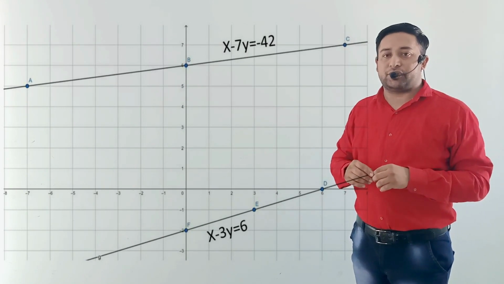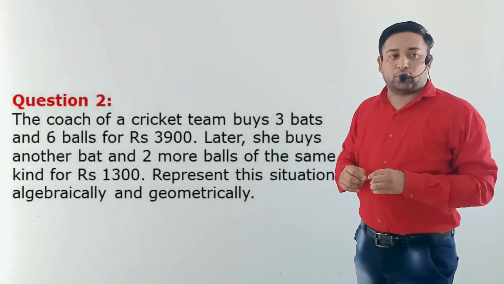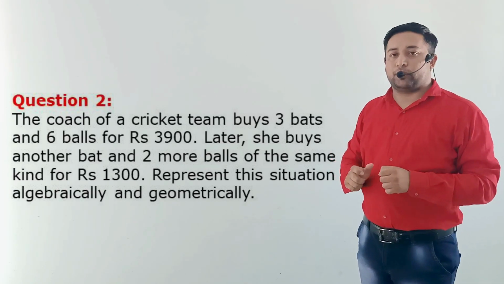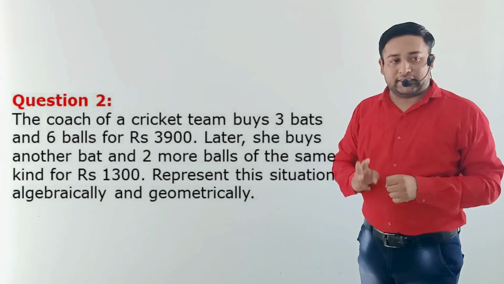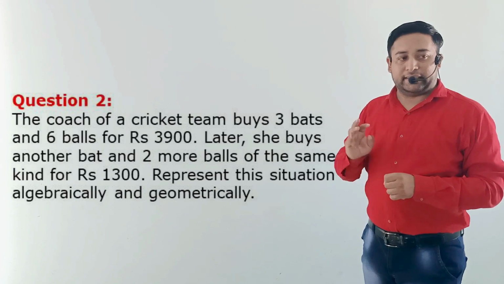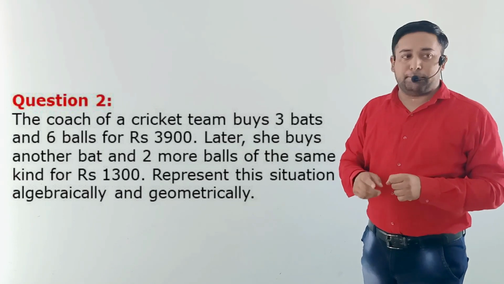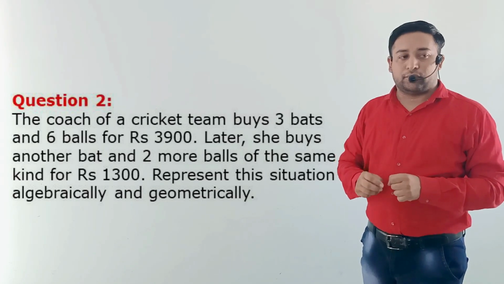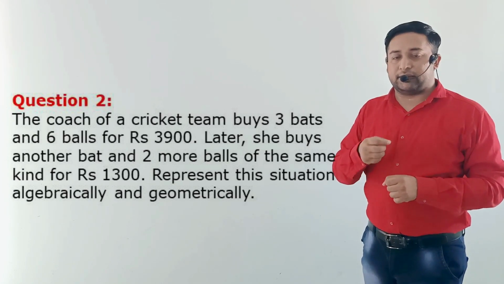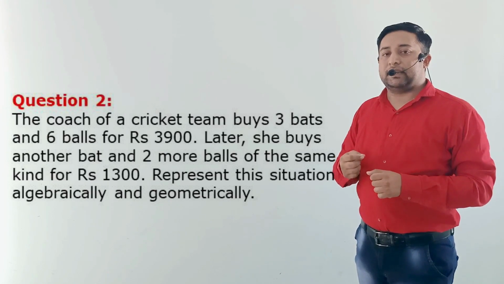Moving on to our second question. It says the coach of a cricket team buys 3 bats and 6 balls for rupees 3,900. Later she buys another bat and 2 more balls for rupees 1,300. Represent the data algebraically and graphically.